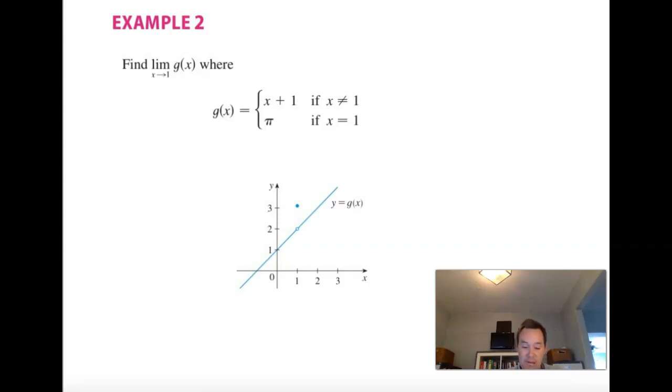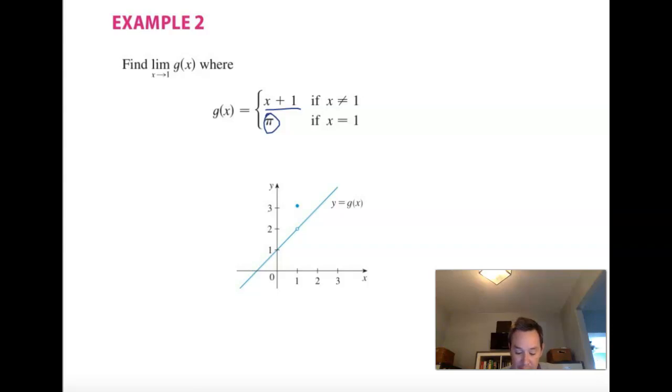Okay, so find the limit as x approaches 1 of g of x, where g of x is defined as this piecewise function. So this one shouldn't be too bad. It's just trying to be tricky. So it's defined as this x plus 1 everywhere except at x equals 1, it's defined as pi. So that leaves us with a little hole and then a point above the hole in our graph.